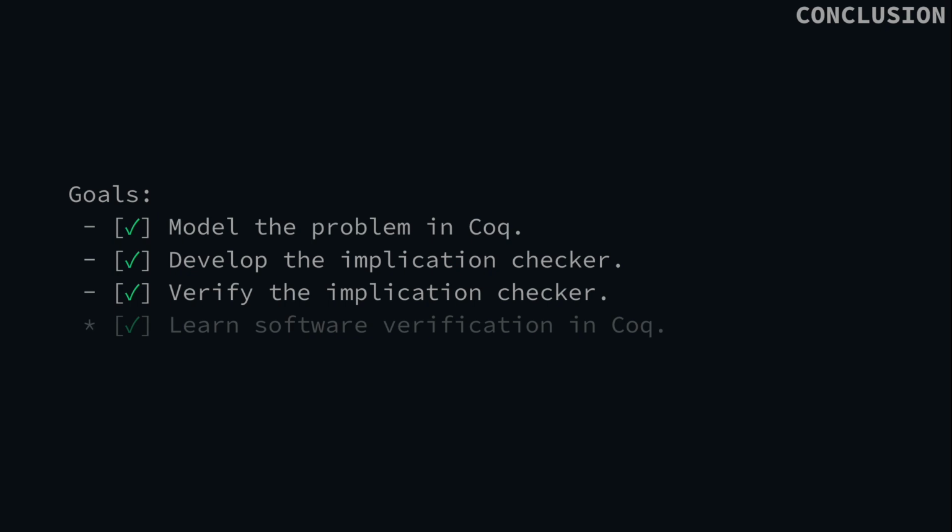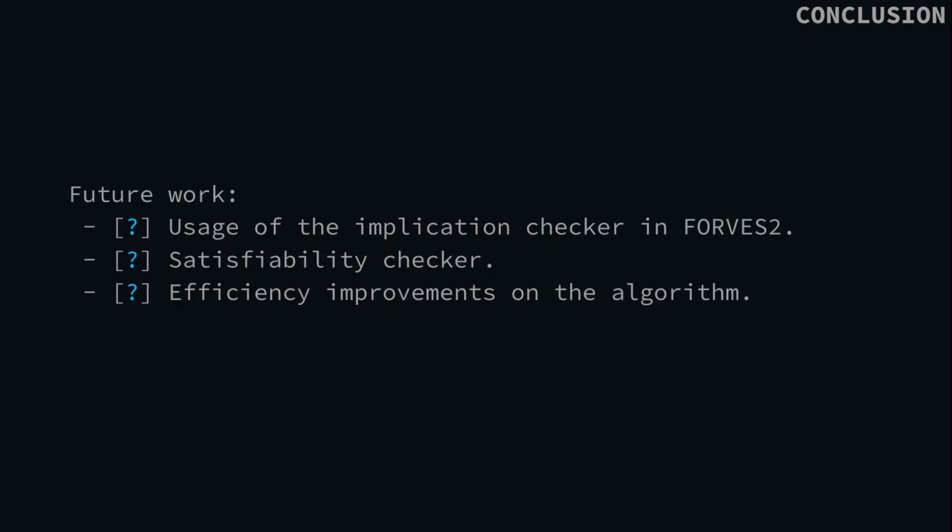Furthermore, personally, I wanted to learn more about software verification in Coq, and I think that the Forbes project presented itself as a perfect opportunity to do so. In terms of future work, we have yet to use the implication checker in Forbes 2. The theories are developed, but we haven't connected them to the rest of the project yet.